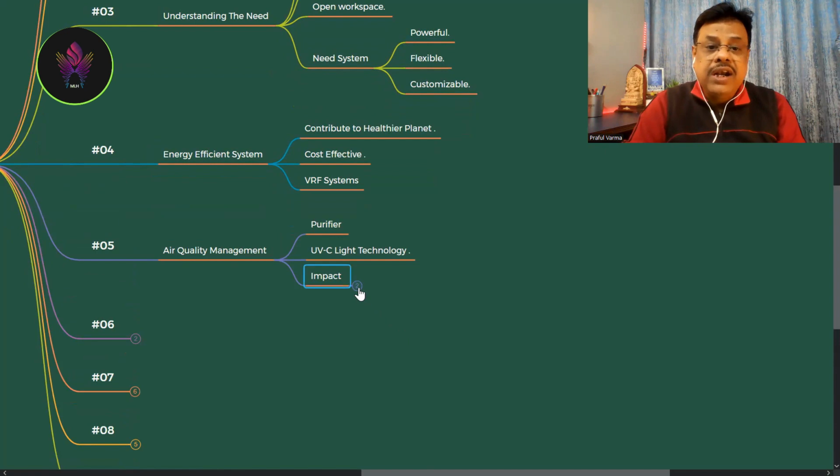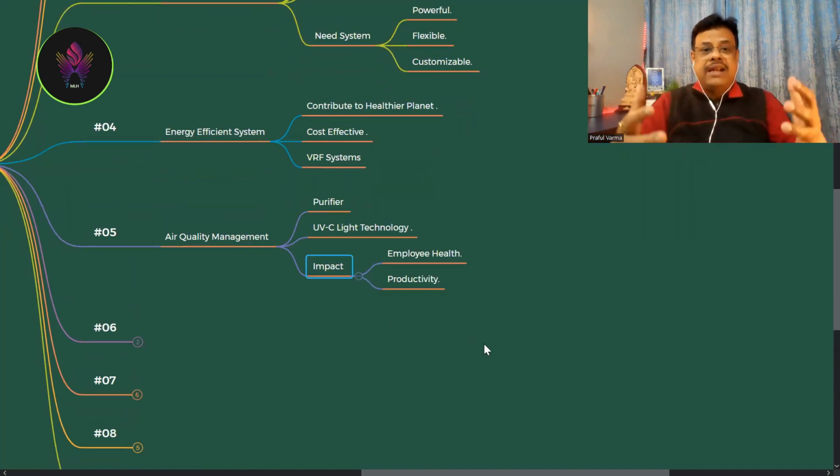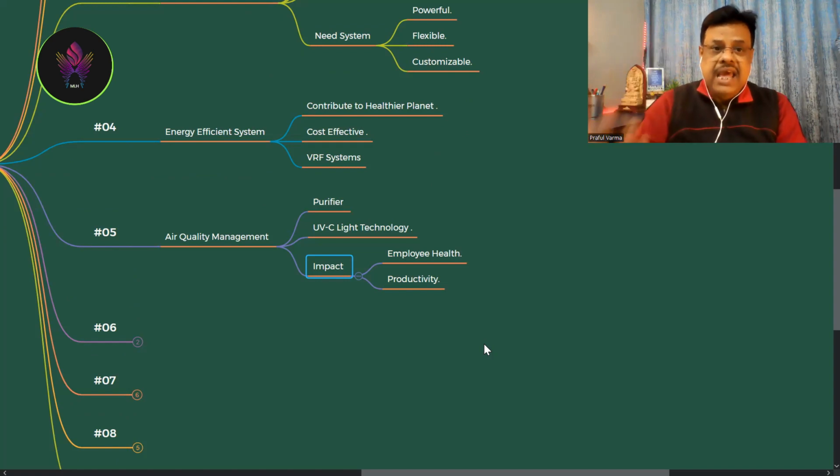And moreover, you have to understand how it is going to impact. So when you have an air purifier, as far as air quality management is concerned, your employees will get healthier air, because most of the day they are working in your open space, and health is a very vital concern in today's scenario.